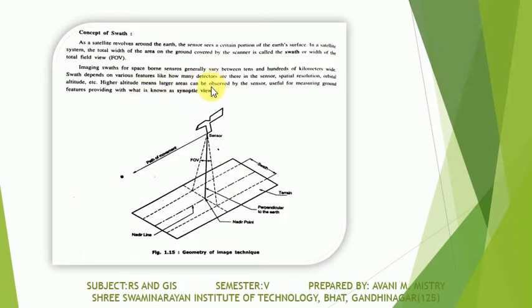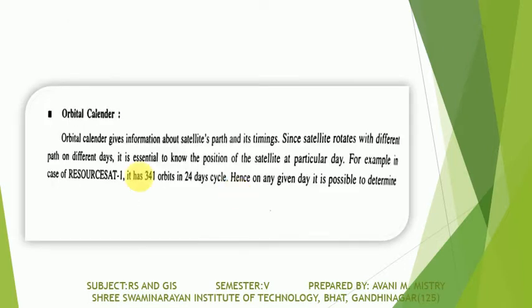Higher altitude means larger areas can be observed by the sensor, useful for measuring ground features, providing what is known as a synoptic view. Orbital calendar. The orbital calendar gives information about the satellite's path and its timing. Since the satellite rotates with a different path on different days, it is essential to know the position of the satellite on a particular day.